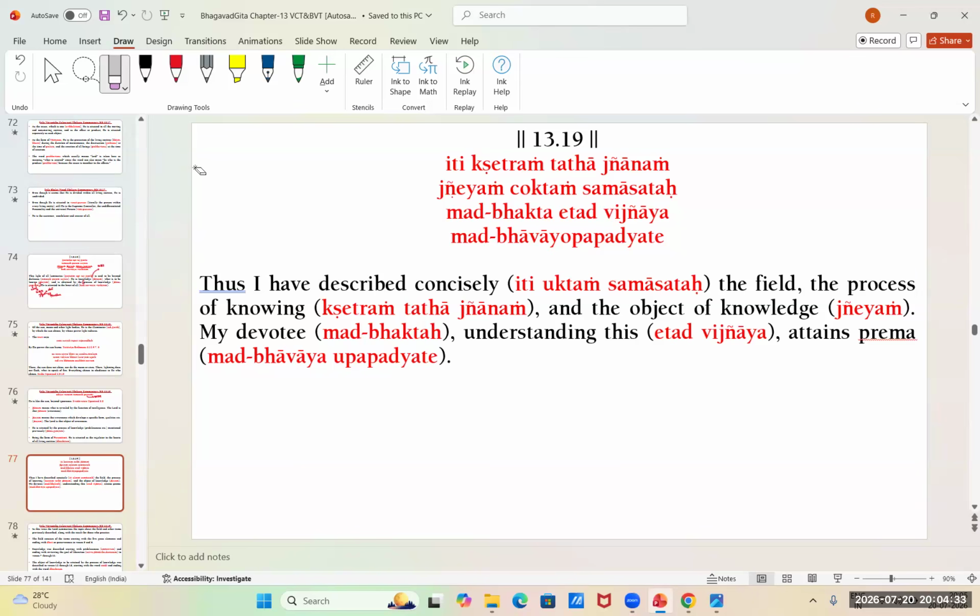So Kshetram will refer to 13.3, and Jnanam will also refer to this, just now what you told, and Jneyam was 13.13 to 18. Thus I have described concisely. Iti Uktam Samasatah. What all have I described? The field, Kshetra. The process of knowing, Tatha Jnanam. The process of knowing is what? Who will answer? The process of knowing. Which verses of the Bhagavad Gita refer to it? Shrishti Gupta Mataji. What refers to the process of knowledge?